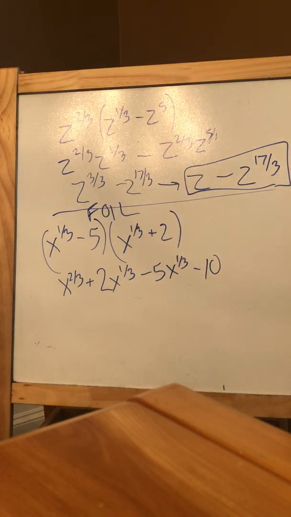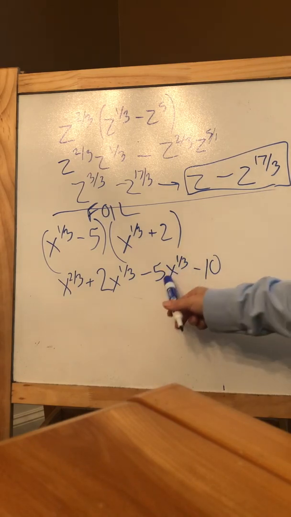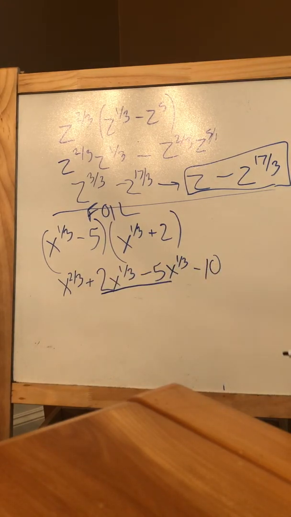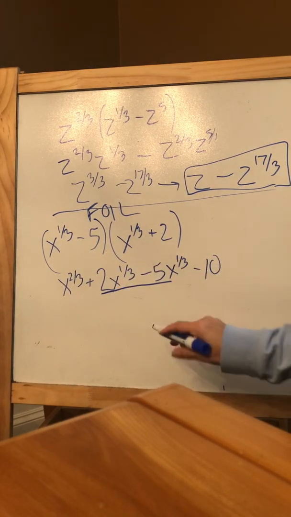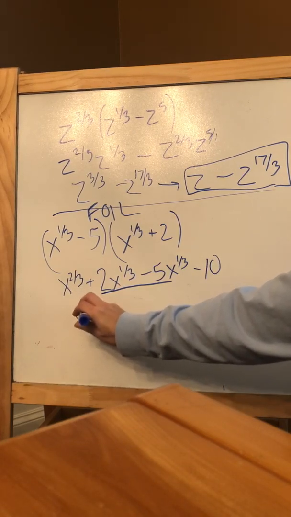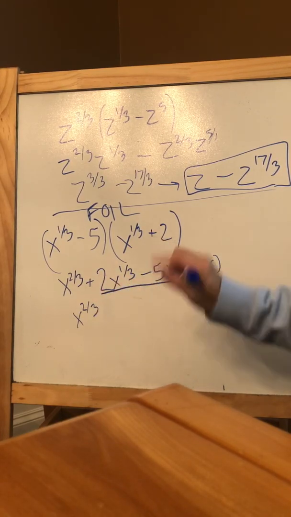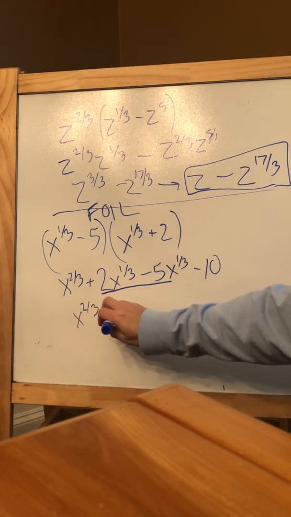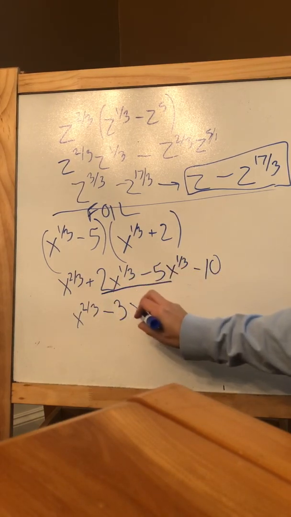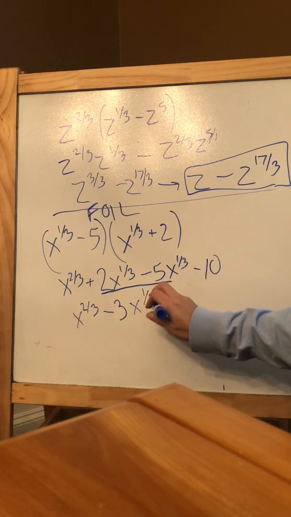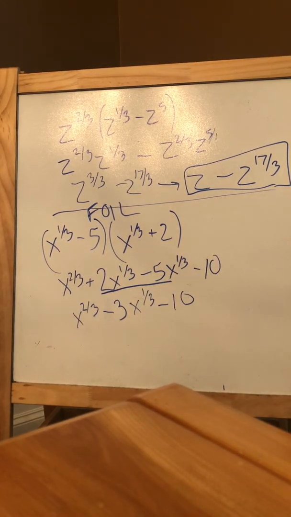Okay, so I think we can combine a whole bunch of things now. Correct? Okay, so let's do that. What can we combine here that's the same? These two. Just like in regular foiling, because they have the same exponent, so they can be combined. All right, so we have x to the 2/3 plus, we have a +2 and a -5, so we're going to end up with a -3. Our exponents stay the same, -10, and there you go.